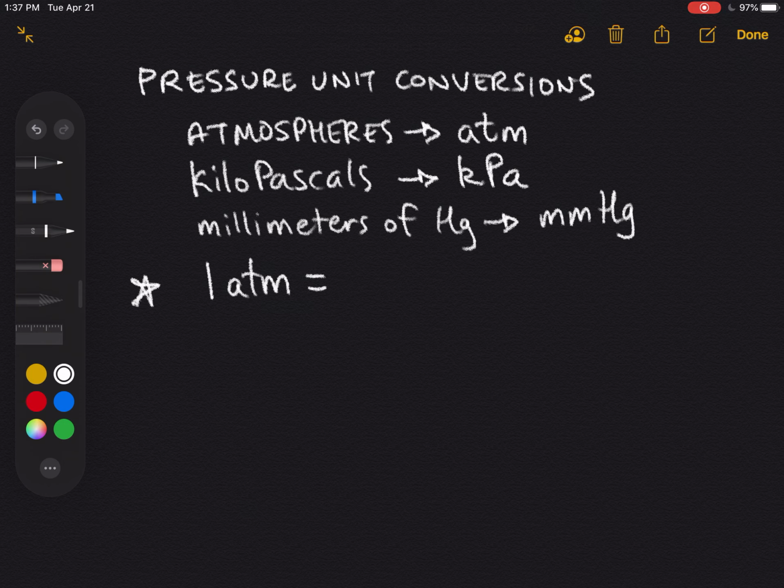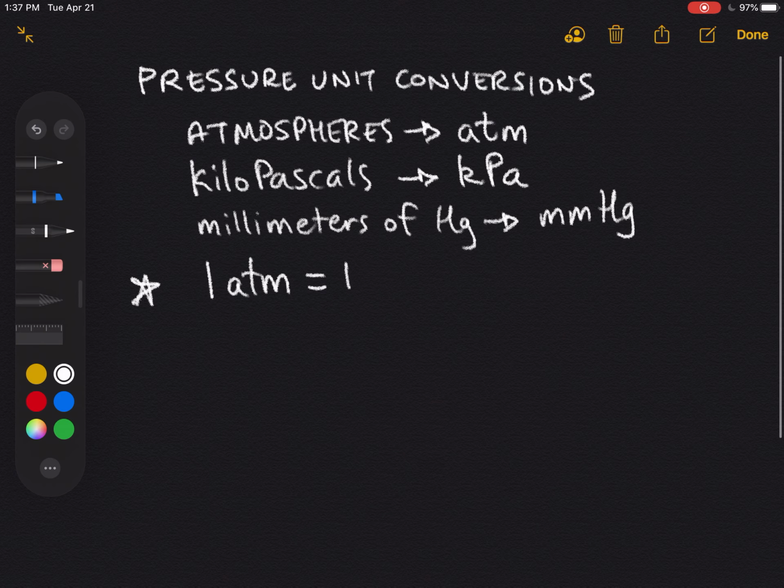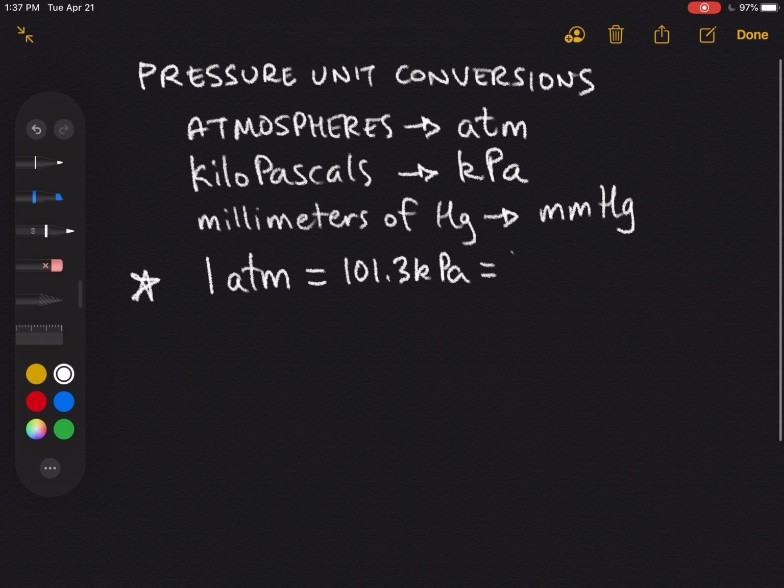And by the way, these are by definition kinds of conversions, and so you would treat these as exact equivalencies. Like if you're counting sig figs, it would be infinite sig figs. It's a little bit not 100% true, but it's good enough for what we're doing. So 1 atmosphere is the same as 101.3 kilopascals, and that's equal to 760 millimeters of mercury.